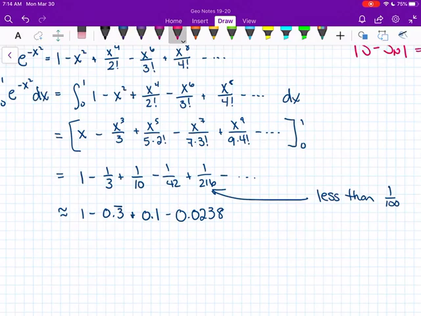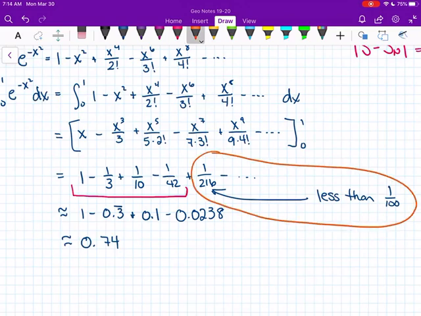So then this, from 1 to negative 1/42, this is my approximation, which is about 74 hundredths. Okay? And then this right here would be my error, the 1 over 216th. All right? And those are the examples for today. So go ahead and try your homework.